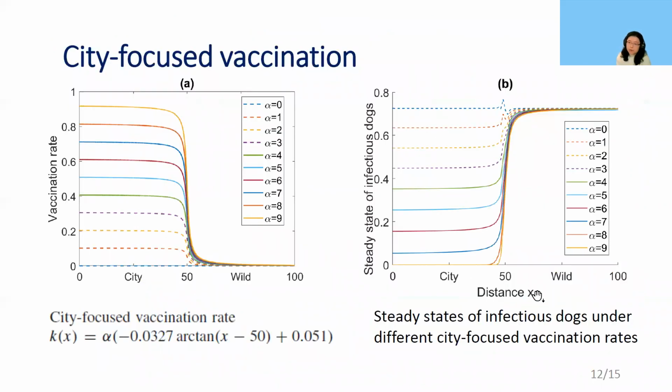At last, we consider the vaccination strategy. First, we try city-focused vaccination. If we only vaccinate dogs in the city region and increase the vaccination rate there, then the steady state of infectious dogs in the city region will decrease, but there is no effect on the infection status in the wild region.